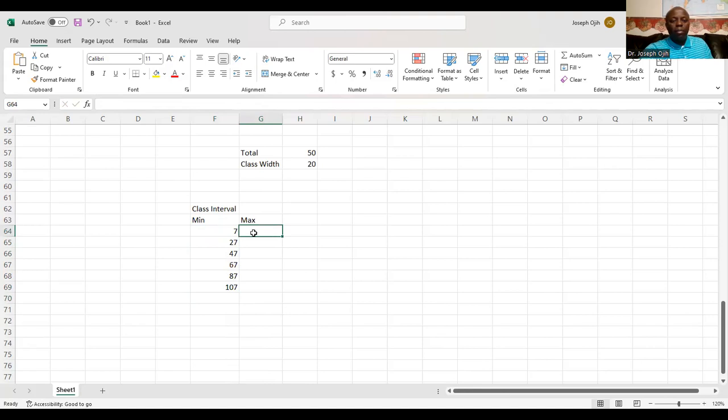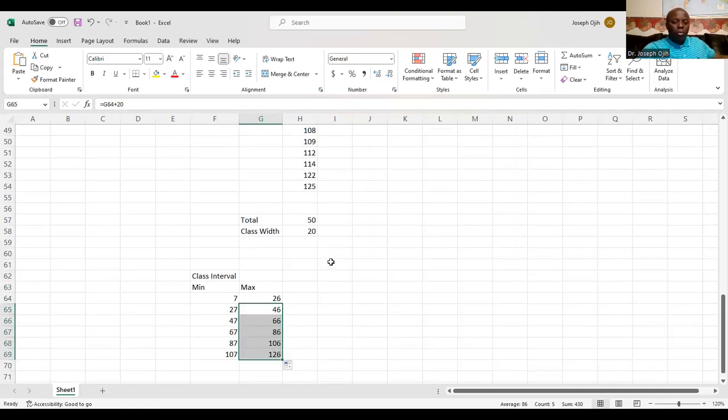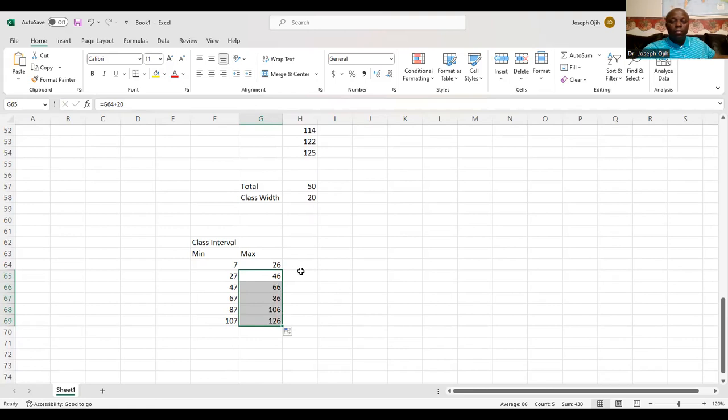For the minimum, the second number is 27. That means the first number in the maximum is going to be 26. You type it in, and then keep adding 20 again. Click on that, put the equal sign, click on this plus 20, press the enter key. Then you drag it down and it will be adding 20 to all of them. So that takes care of this part.